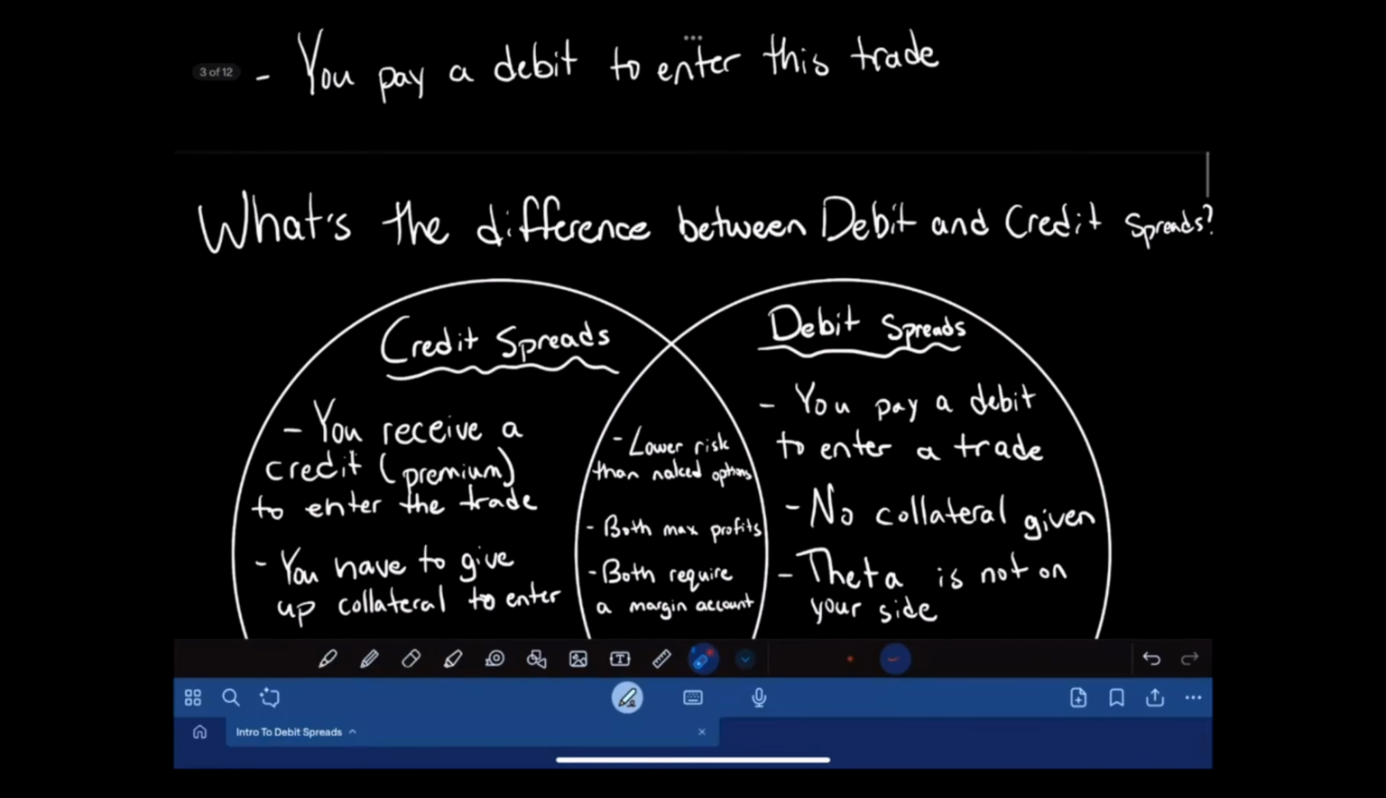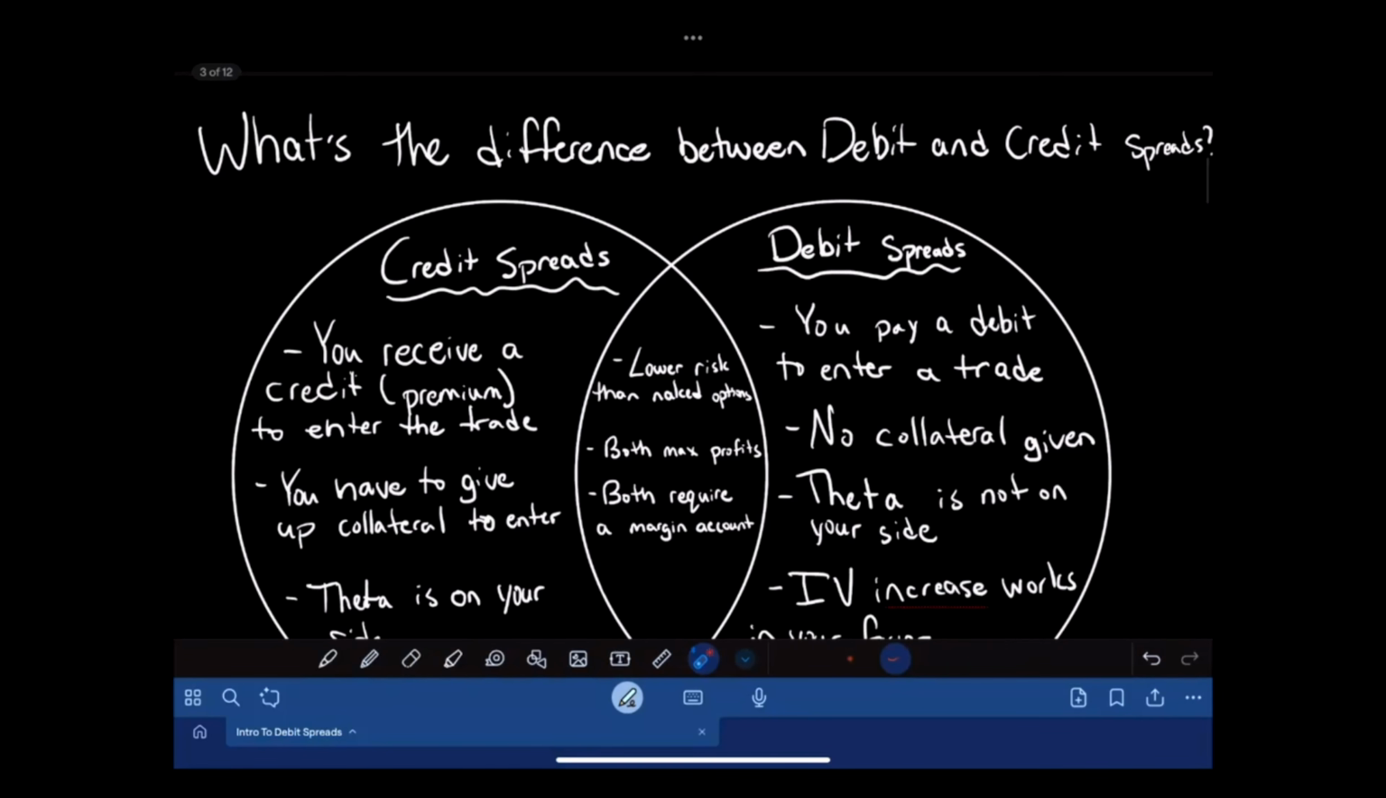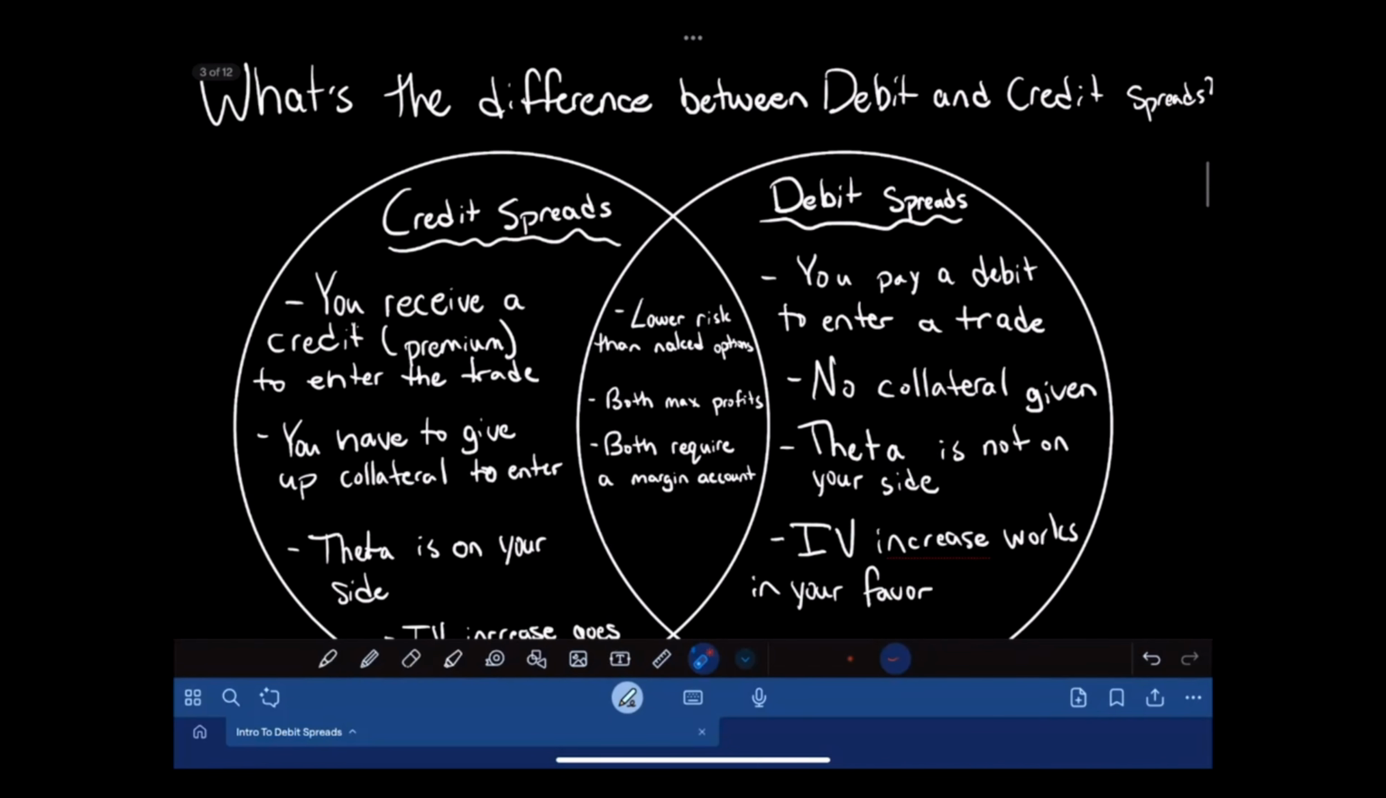So I drew this whole Venn diagram for what's the difference between debit spreads and credit spreads. We don't need to go too deep into it, but you can kind of glance at it and see what the difference is. If you don't even know what credit spreads are, I suggest you watch the video or the live session we had, I think, last week or 2 weeks ago about credit spreads.